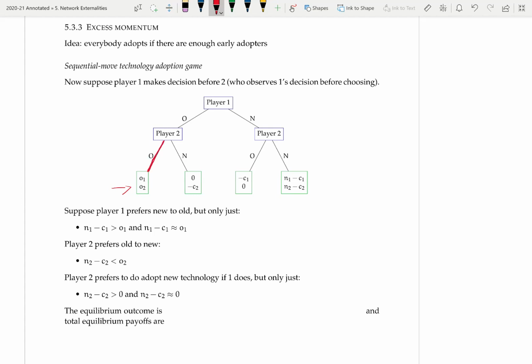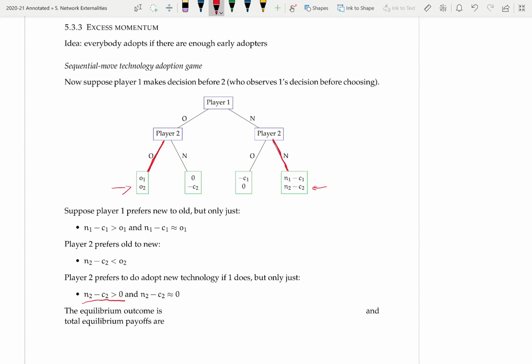Now what if player 1 chooses to adopt the new technology? What should player 2 do? So now we're looking at the right hand side of the game tree and again the second row. Player 2 will choose to adopt the new technology so long as N2 minus C2 is positive, and this is something we're going to assume. So player 2 prefers to adopt the new technology if player 1 adopts the new technology.